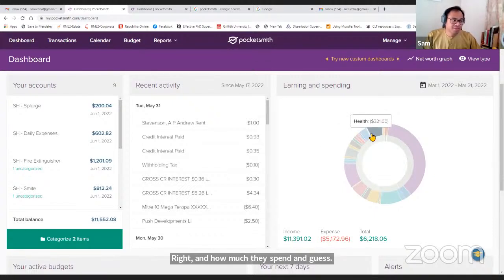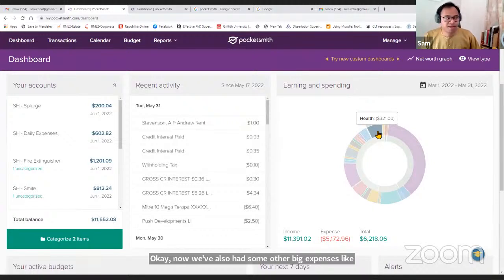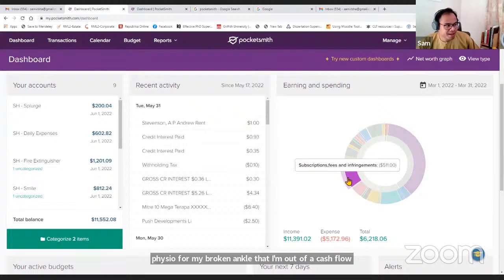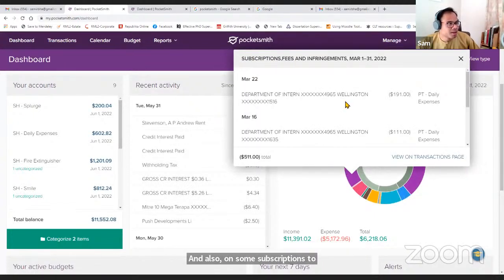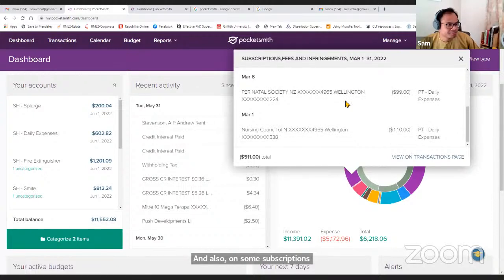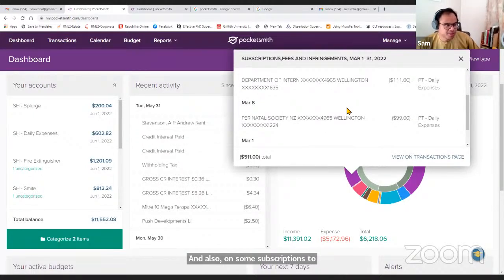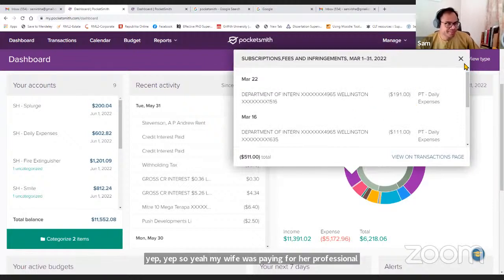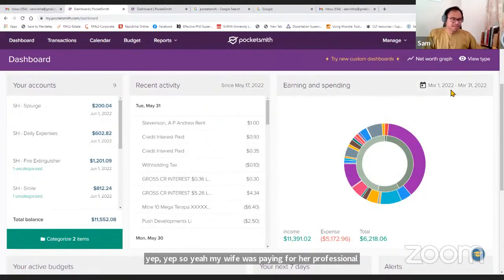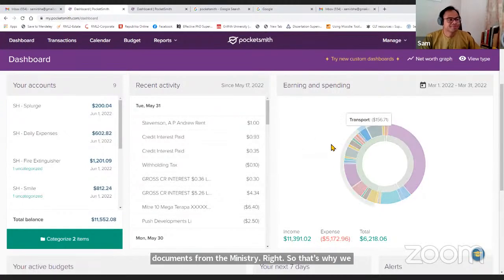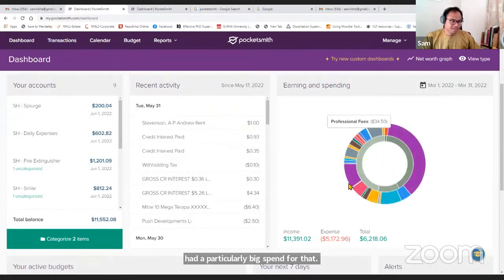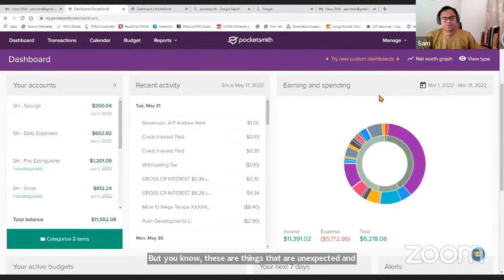Okay. Now we've also had some other big expenses, for example, health. I'm currently undergoing physio for my broken ankle that I'm out of a cast for, so spending quite a bit of money on that. And also on some subscriptions. My wife was paying for her professional nursing certificates and also to get some identity documents from the ministry, right? So that's why we had a particularly big spend this particular month. But these are things that are unexpected and you don't necessarily have to budget for, right?